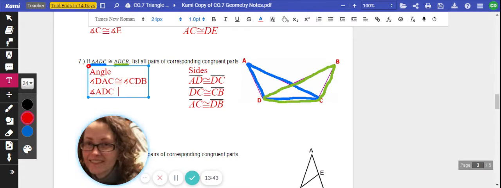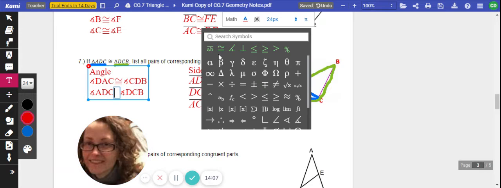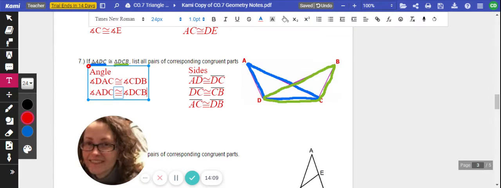And that is going to be congruent to angle, well, ADC is just letters 1, 2, 3. So I can just read off letters DCB here. Congruence symbol. And that's it.